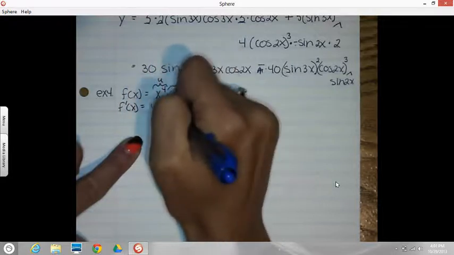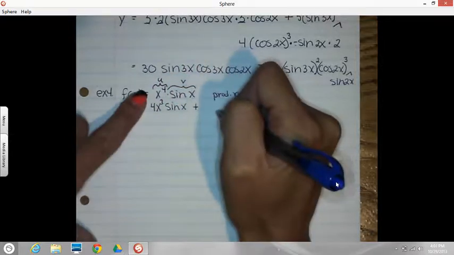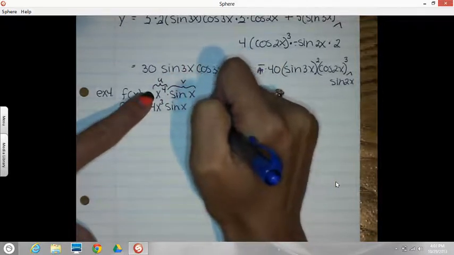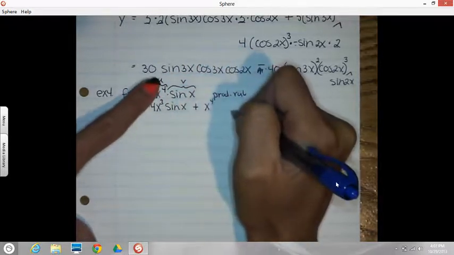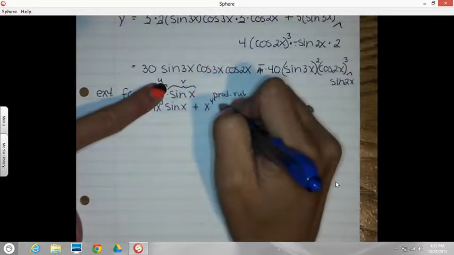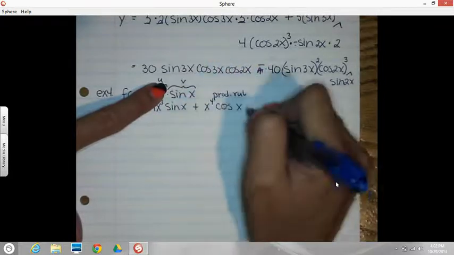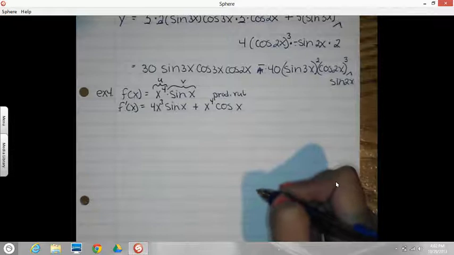Multiply by the v. Plus, keep the u the same. Now multiply by the derivative of the v. The derivative of the v, derivative of sine is cosine. The derivative of x is a 1. And we're not going to factor.